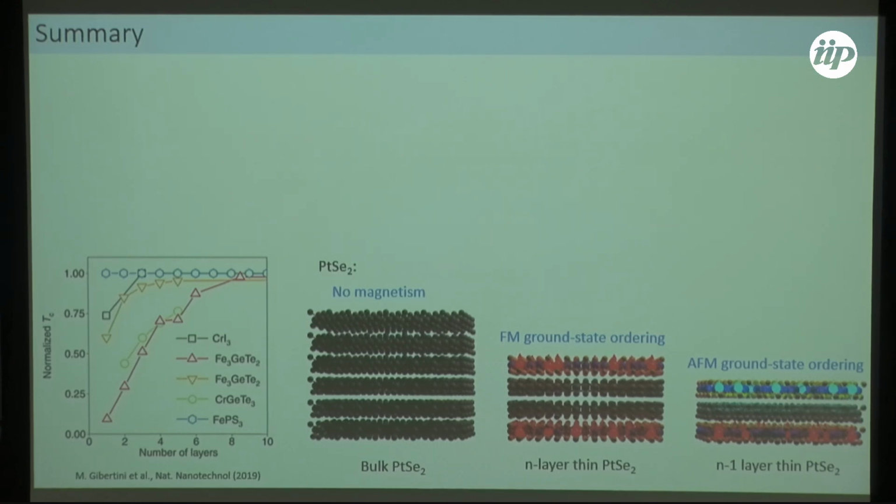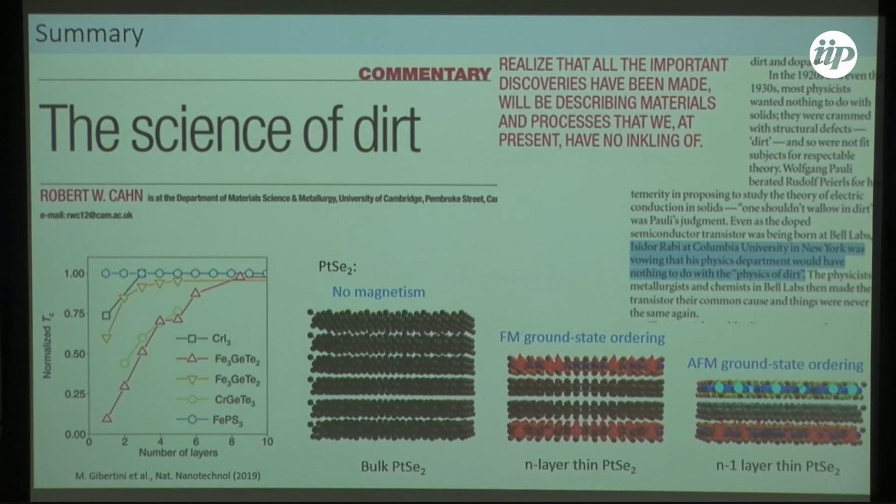Also, since it's just a one-layer or few-layer material, you can more easily control the defect types or the concentration. And I will put this silly slide. If you look at this commentary in Nature Materials, Rabi gave a comment about some people asking him about studying defects, and he said Columbia Physics is not a place to study the physics of dirt. But indeed, by using this dirt, you can introduce magnetism, which is not normally present in the pristine form.